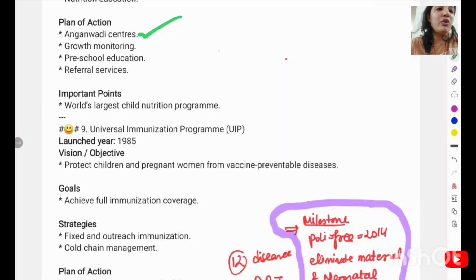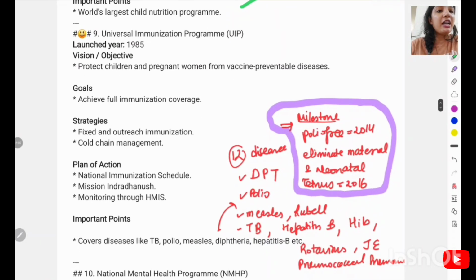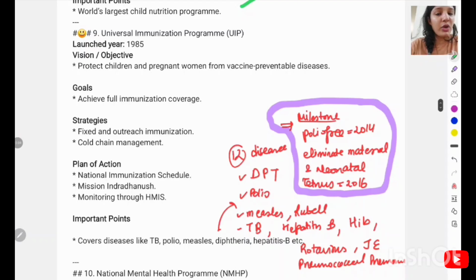Preschool education, because 0 to 6 year children go to Anganwadi, so he is not going to school, but he or she should be given some kind of education that is known as preschool education, that is given in Anganwadi centers and all, and it is the referral service. Next, the important point is that it is one of the world's largest child nutrition programs.